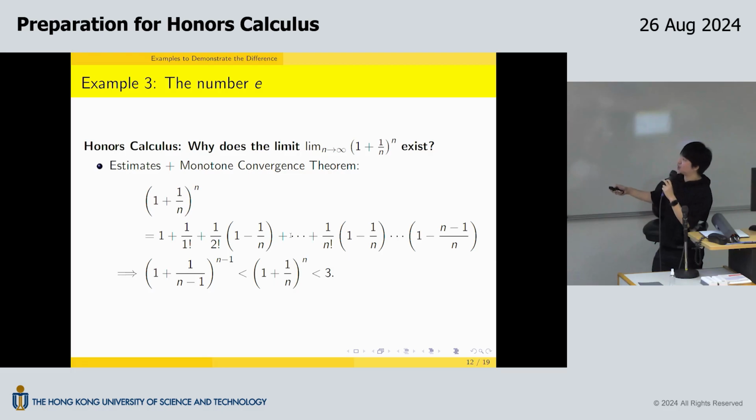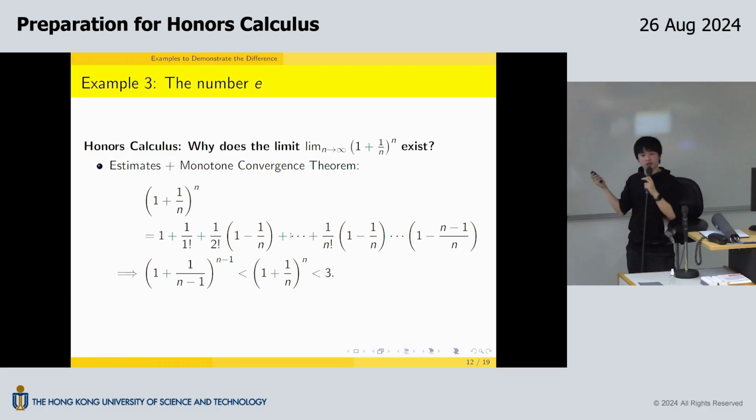After establishing that the sequence is increasing and bounded above by 3, you can apply the monotone convergence theorem on this sequence. The monotone convergence theorem tells you that the limit of this sequence does exist, and so we define the limit to be the natural number E. That's how we do it in an honor calculus course.